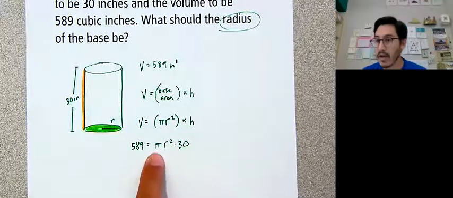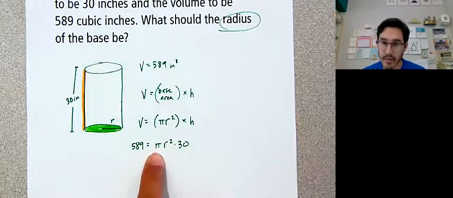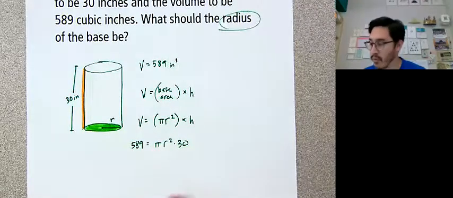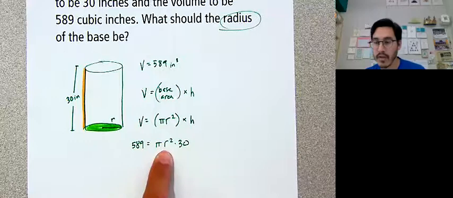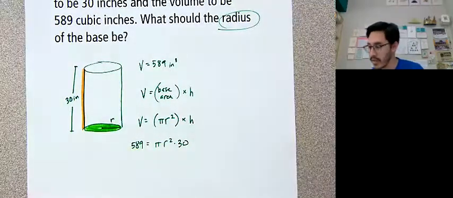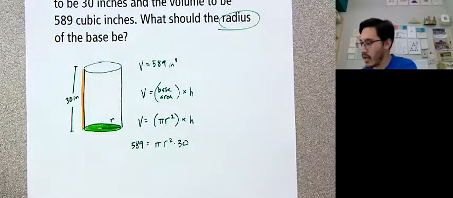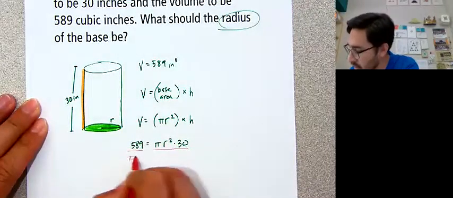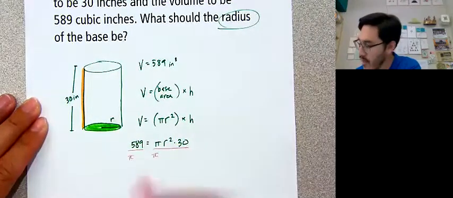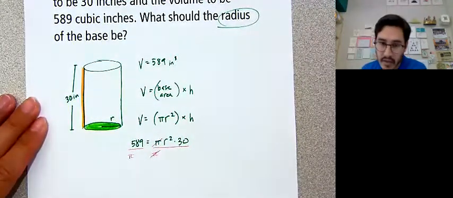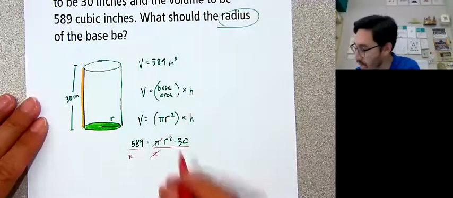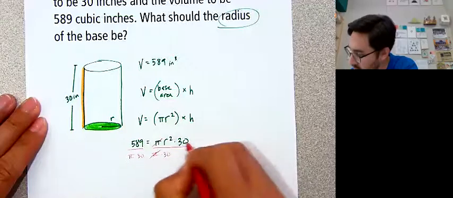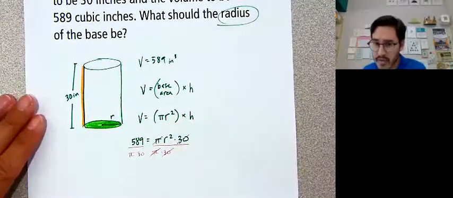Pi might look like a variable, but pi is a constant, 3.1415, and so on. So the only variable in this equation now is r, and we can solve for it just by using inverse operations. The first thing we can do is divide both sides by pi, which cancels it on the right-hand side. And we might as well divide both sides by 30 as well, which also cancels on the right-hand side.